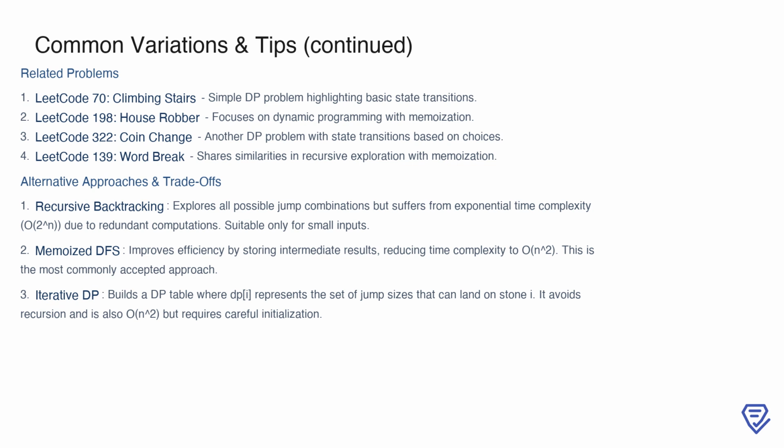Lastly, iterative dynamic programming avoids recursion by constructing a DP table, where DP[i] represents the set of jump sizes that can land on stone i. This approach is also O(n²), but requires careful initialization and management of the DP table.